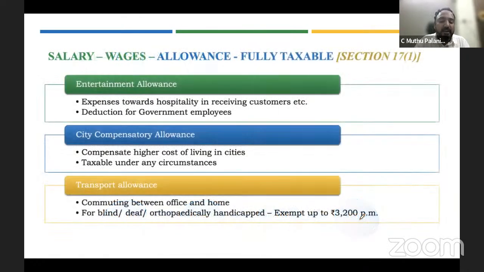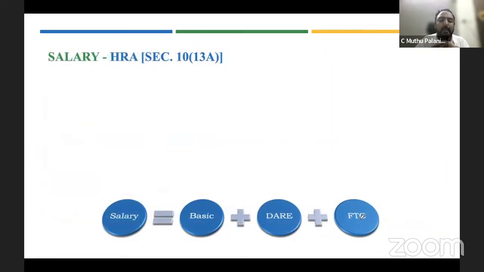We will now understand about salary. So when you say HRA, house rent allowance, it is discussed under section 10, clause 13A. So what do you mean by section 10, clause 13A? It talks about how much of house rent allowance is exempt.